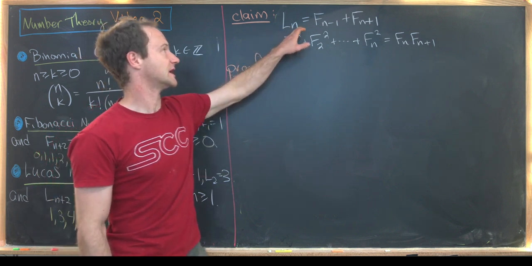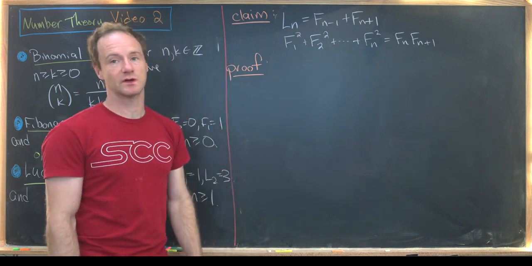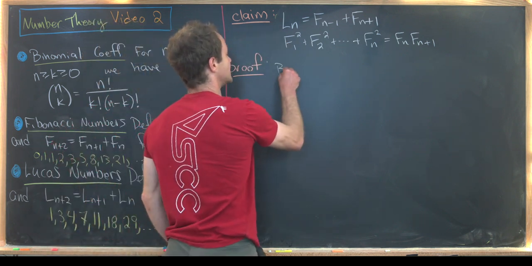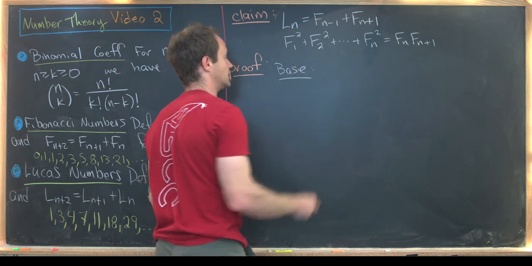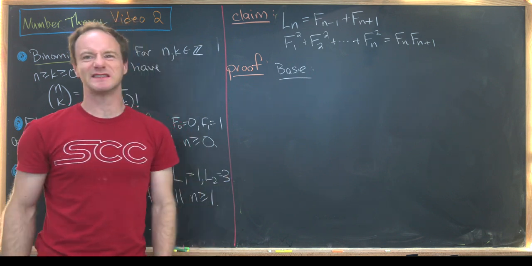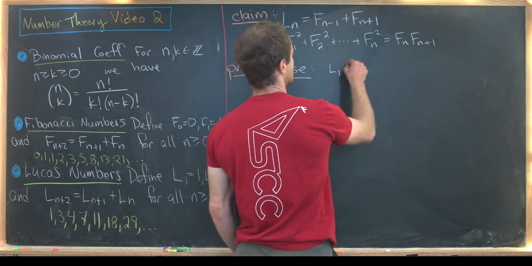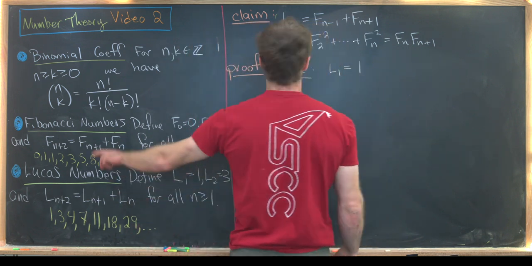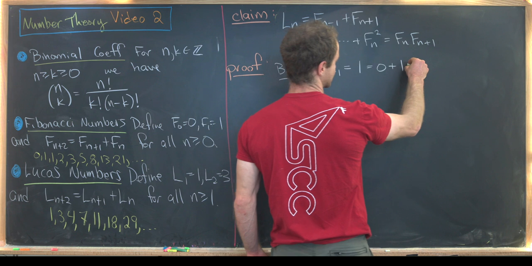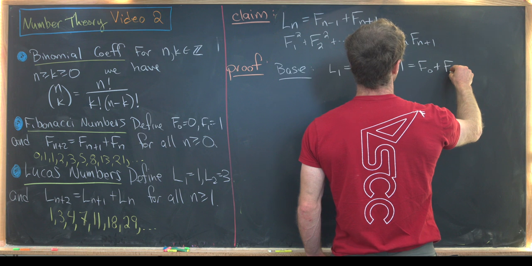Okay, so let's look at this first one. We want to show that L sub n is f sub n minus 1 plus f sub n plus 1. Sometimes this is actually taken as the definition of the Lucas numbers. So let's maybe start with that one, and we're going to do a base case because we're using induction here. And in fact, I'm going to check two base cases just to show how this works. So notice L1 is equal to 1 by definition, but that's equal to 0 plus 1, by obvious arithmetic, but that's equal to f of 0 plus f of 2.